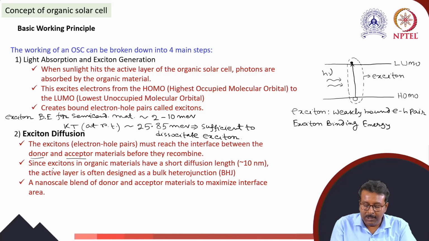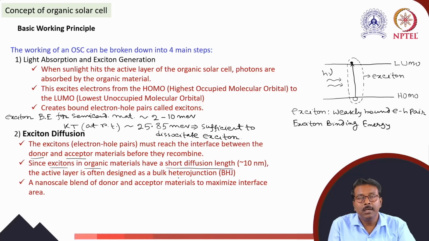Next, another important thing is excitons in organic materials have a very short diffusion length. Diffusion length means the average length which can be traversed by an exciton before it recombines. It is related to the average lifetime, that is the average time after generation that they remain alive. Within this time they diffuse by some force due to concentration gradient, and the length covered in this time is called diffusion length.